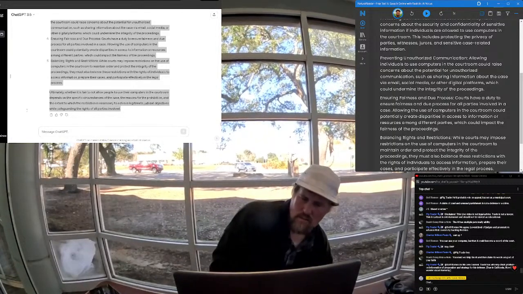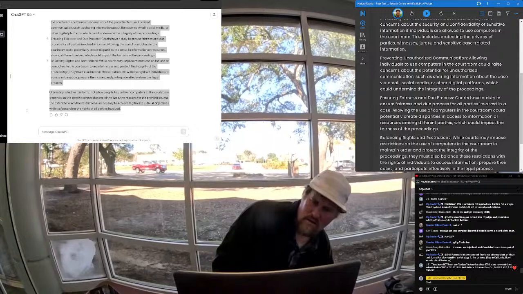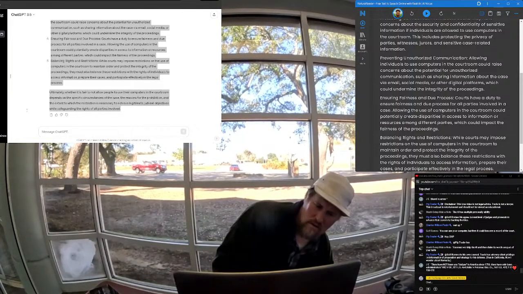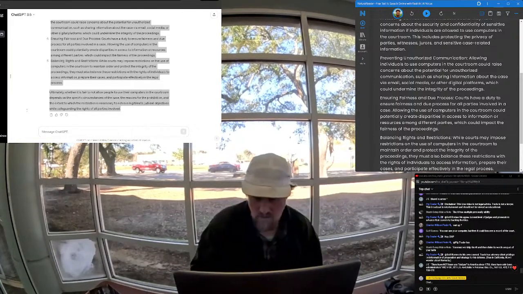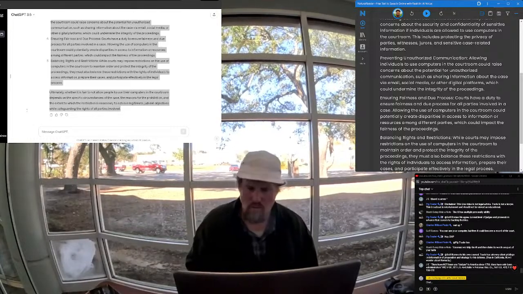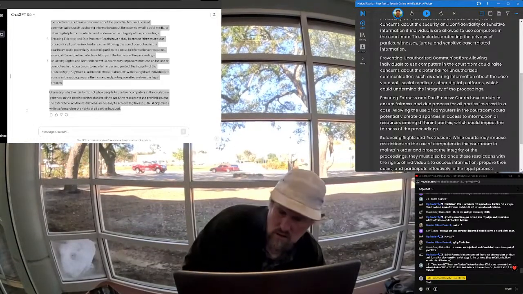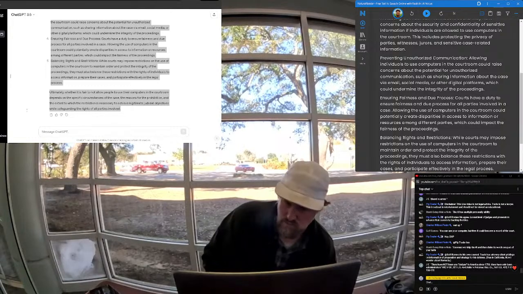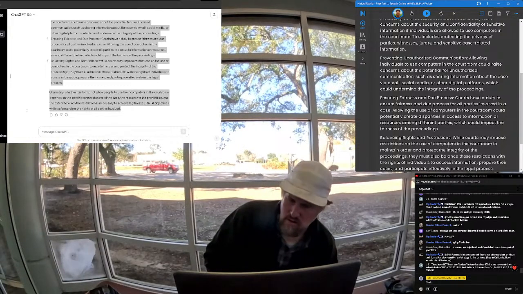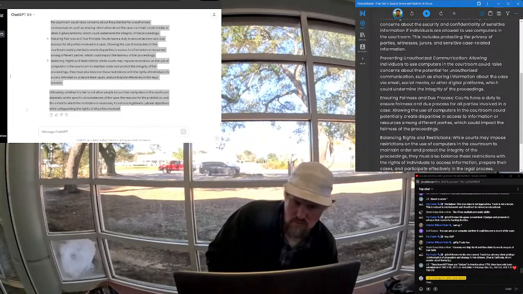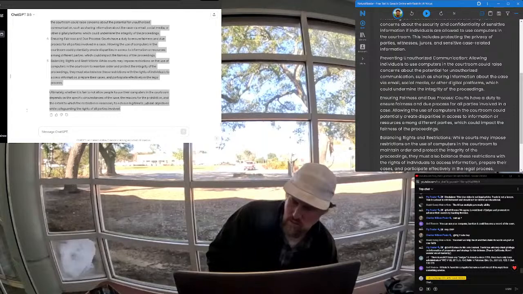But ensuring the fairness and due process, that's important. And my due process, that's what I was saying. That's what I want to bring up on February 8th, is that my due process was violated because I couldn't read my notes right before I had to go up before the judge. Ensuring fairness and due process. Courts have a duty to ensure fairness. And I got told twice that I couldn't use my tablet.